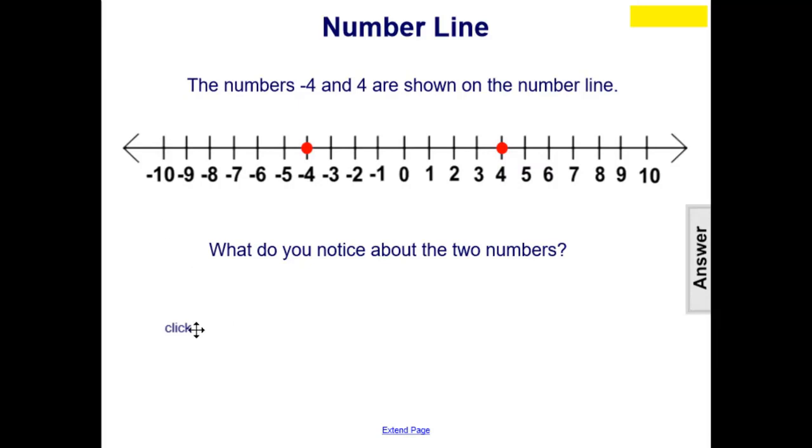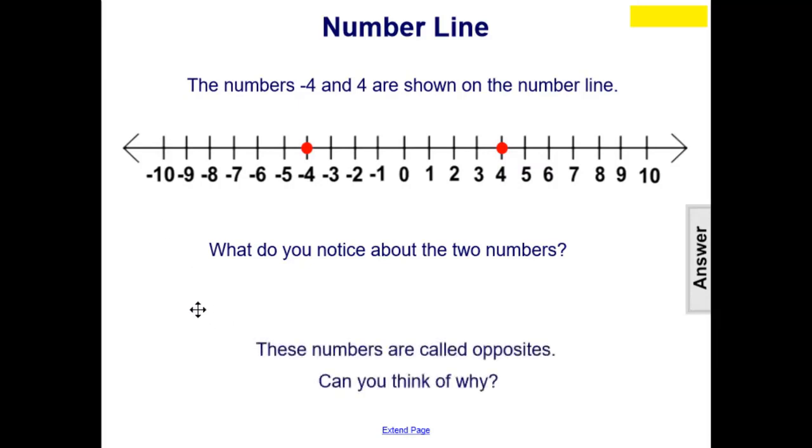So -4 and 4 are called opposites. Can you think of why? Think about what you noticed earlier about these two numbers. The thing that sticks out to me the most is that each is 4 units away from 0, but in two different directions.